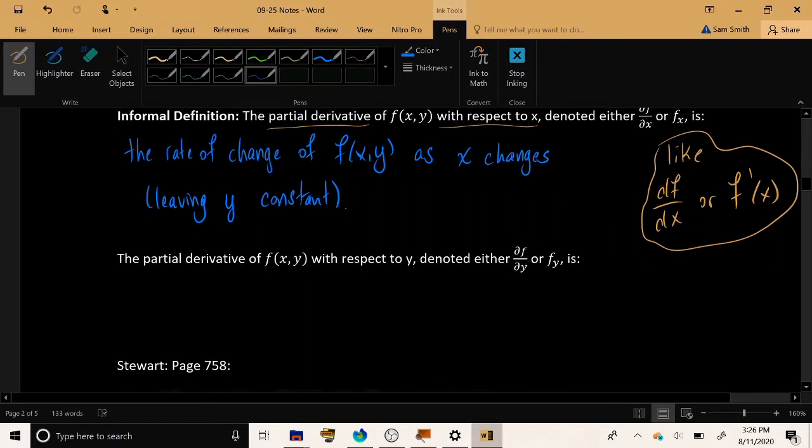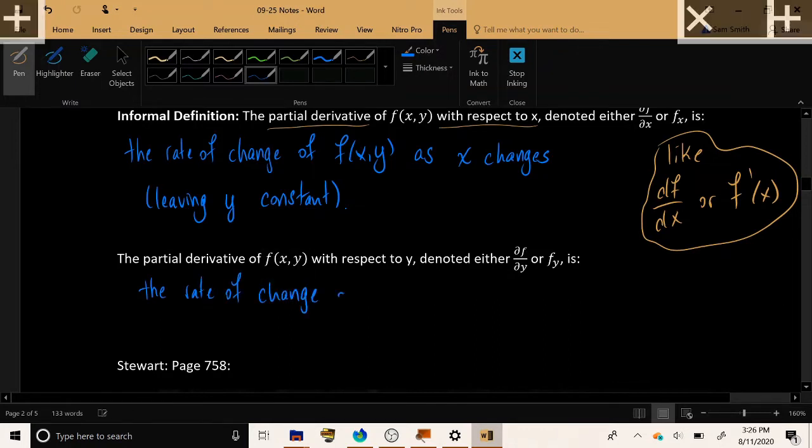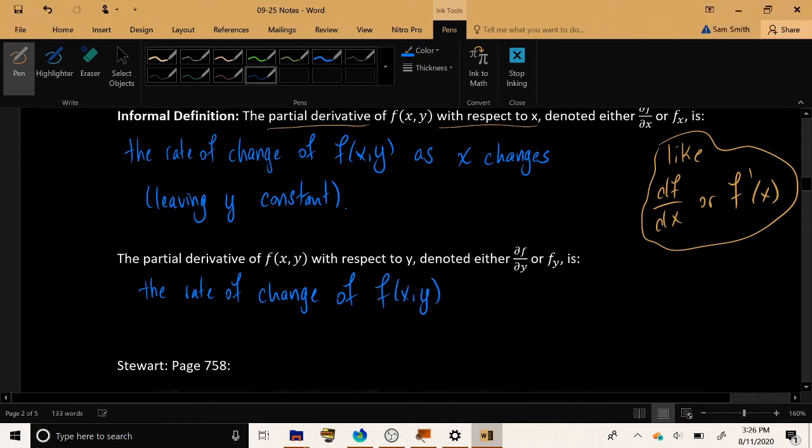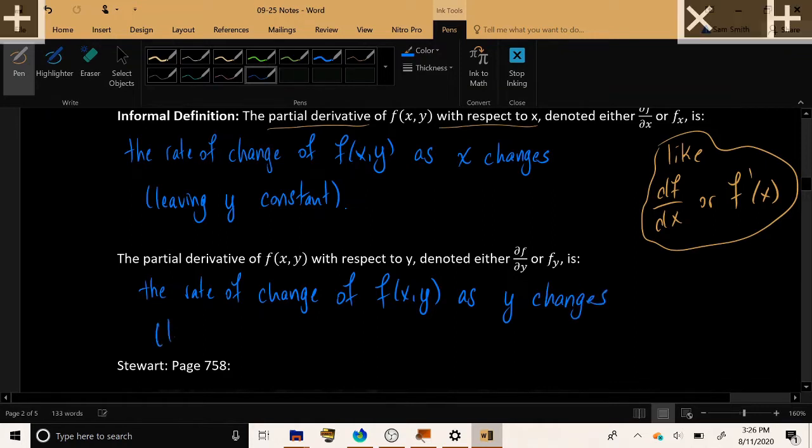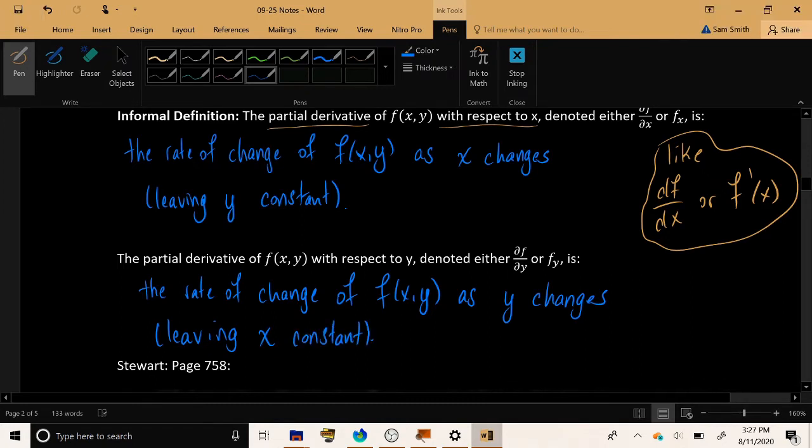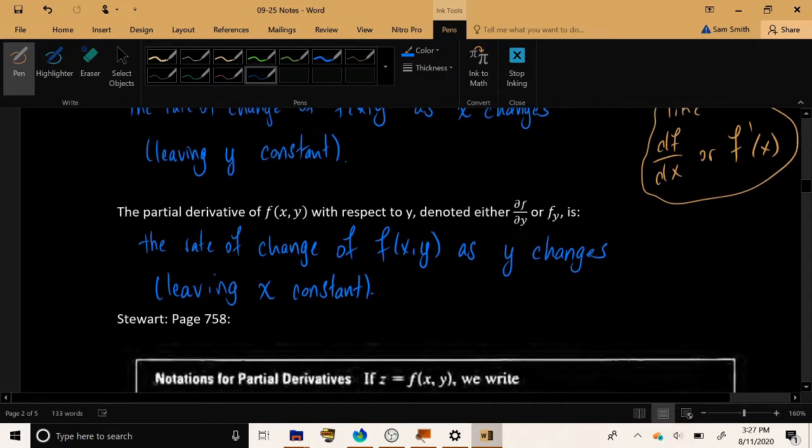Now we have the corresponding partial derivative with respect to y, which is denoted partial f over partial y, also f sub y. And as expected, this is the rate of change of f of x, y as you increase y a little bit and leave x alone. Don't change x, only change y and see what happens to the output.